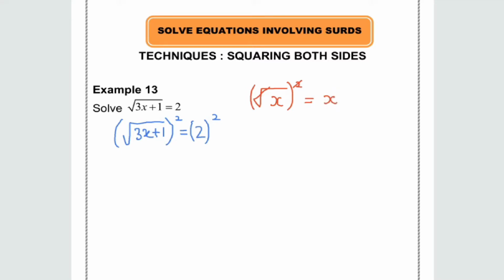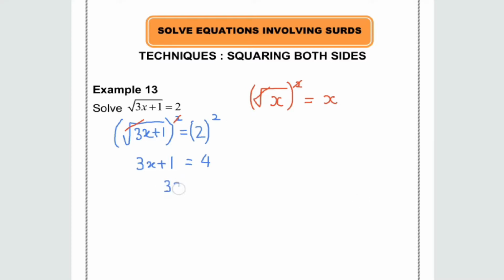So it will be just the number inside. Same as this question, on the left hand side we have √(3x + 1) squared, so we can cancel out the square root and the square, and we will only have 3x + 1 on the left hand side. For the right hand side, we will have 2 squared, which is 4. Next, we only have a linear expression on the left hand side and just a number on the right hand side.